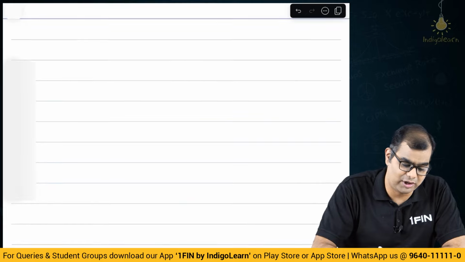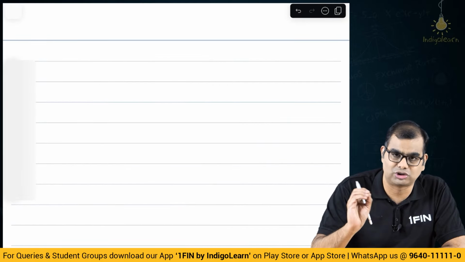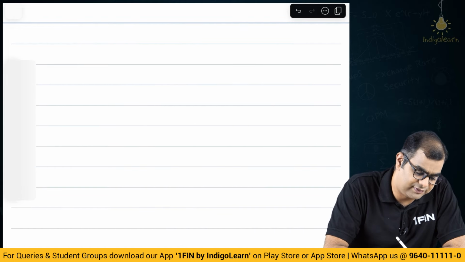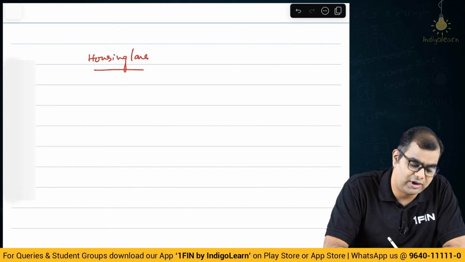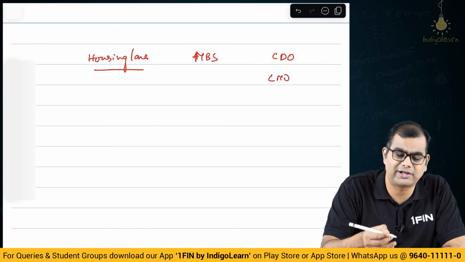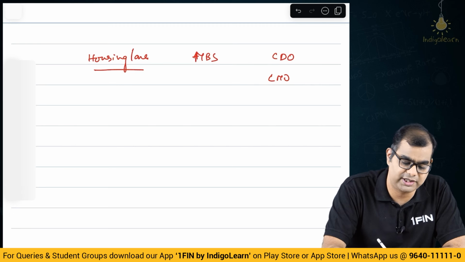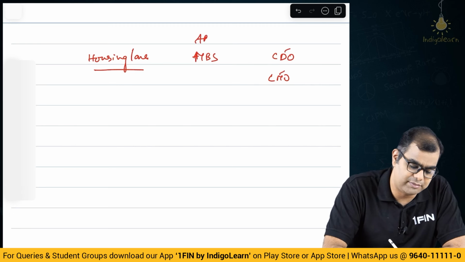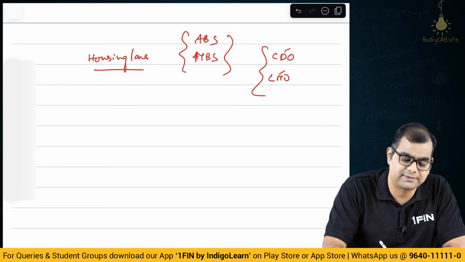I am oversimplifying it. Okay, please don't take this as some written truth. I am oversimplifying purposely so that it is easy to understand. What happens is, you have housing loans, then you have these MBS. From this MBS, you have a CDO and a CMO. CDO is collateralized debt obligation, CMO is collateralized mortgage obligation. So ABS and MBS. Using these housing loans and a variety of other assets, you create these two. Using these, you create these.